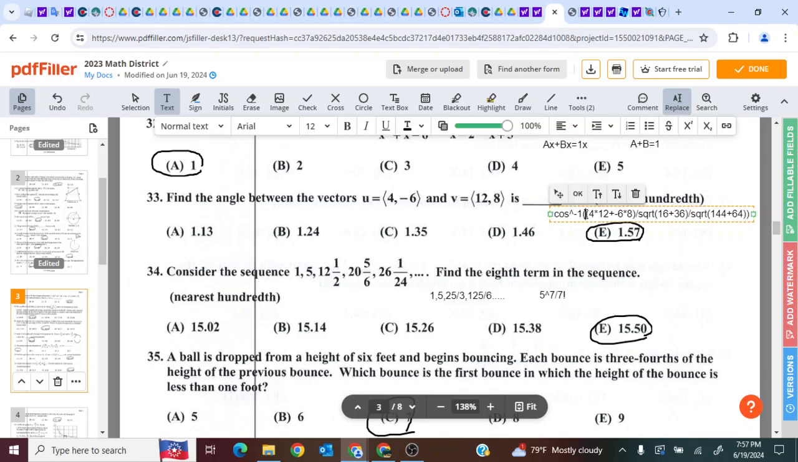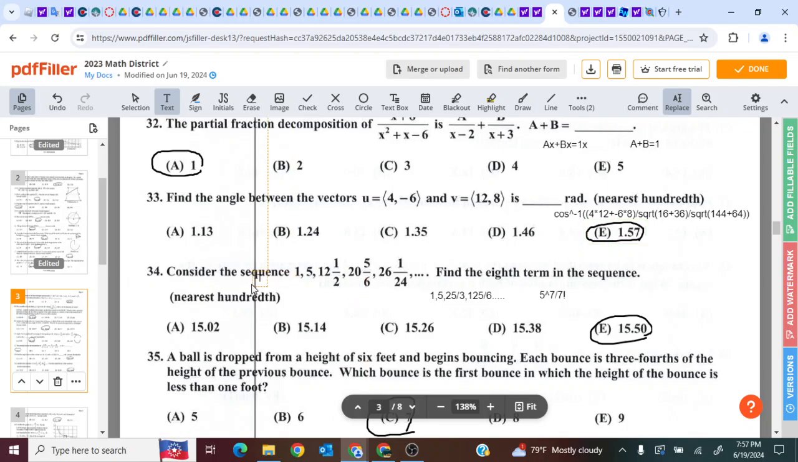In this case, you have 4 times 12 plus -6 times 8 to get the dot product. Then you simply divide it by the Pythagoreans of both of these: square root of 16 plus 36, and then square root of 144 plus 64. And then you take the cosine inverse of that to get 1.57.